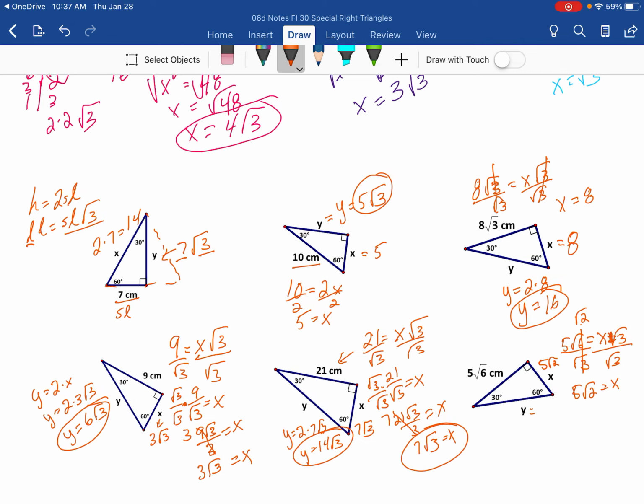So this is 5 radical 2. My y is going to be equal to 2 times 5 radical 2. And so my y value is going to be 10 radical 2.